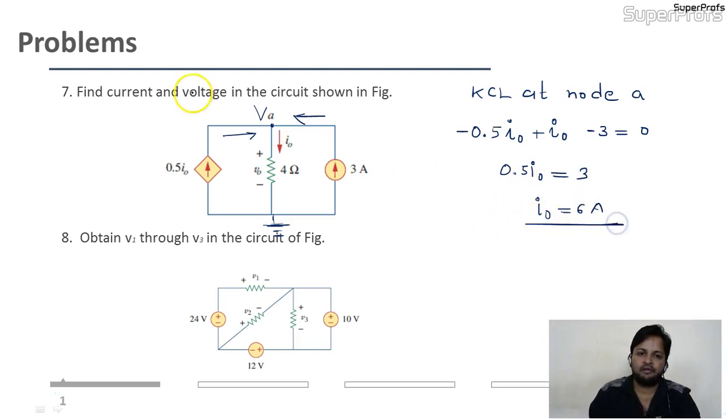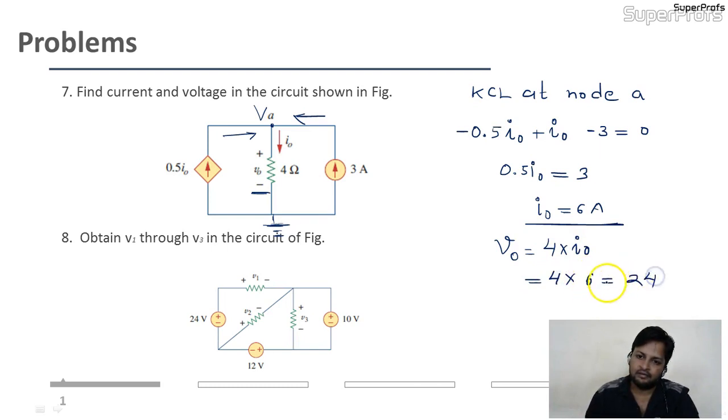Once we find out the value of I naught, we can easily find the value of V naught. Because V naught is nothing but this 4 multiplied with current, Ohm's law. 4 into current, current is 6. So I'm having 24 volt. Clear? Very good. This is very easy again. Now come to the next one.